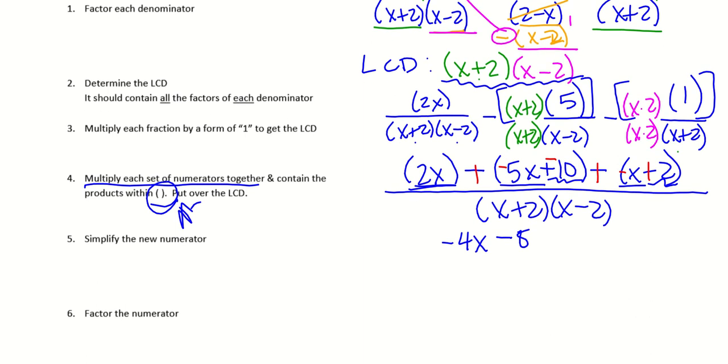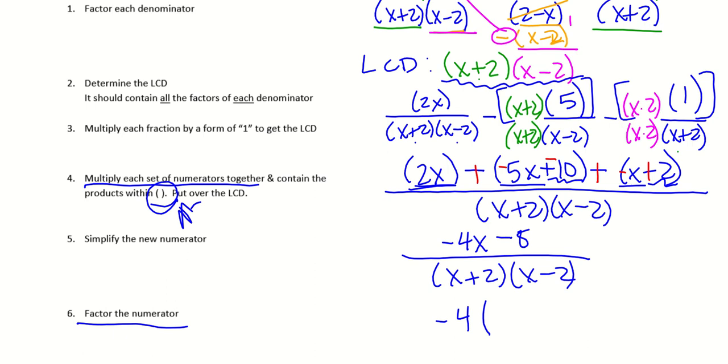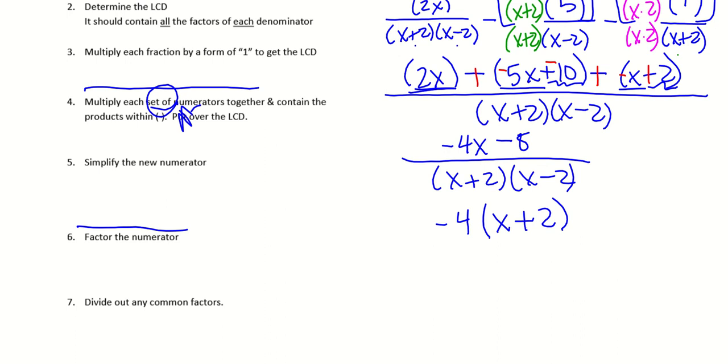And that is all over x plus 2 times x minus 2. Now we're going to factor our numerator. We have a GCF of negative 4, so if I pull out negative 4, that leaves me x plus 2 over my x plus 2 times x minus 2.